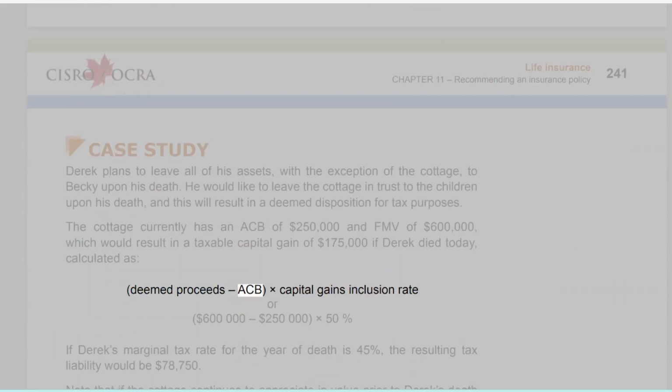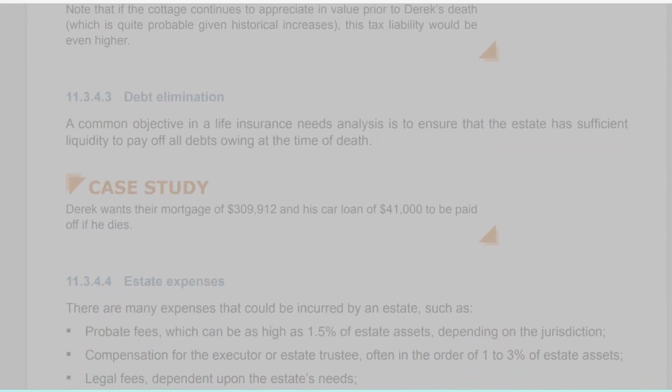Deemed proceeds, less ACB, times the capital gains inclusion rate, or $600,000 less $250,000, times 50%. If Derek's marginal tax rate for the year of death is 45%, the resulting tax liability would be $78,750. Note that if the cottage continues to appreciate in value prior to Derek's death, which is quite probable given historical increases, this tax liability would be even higher.